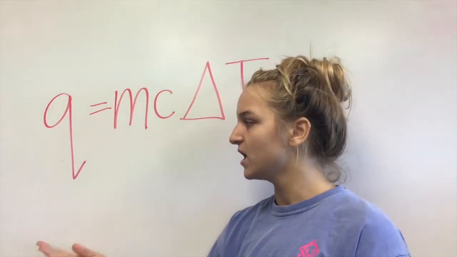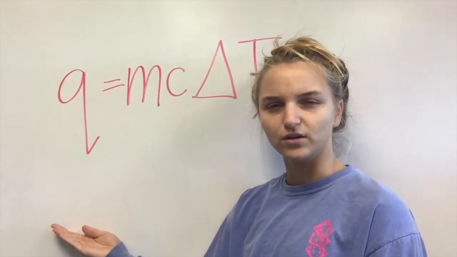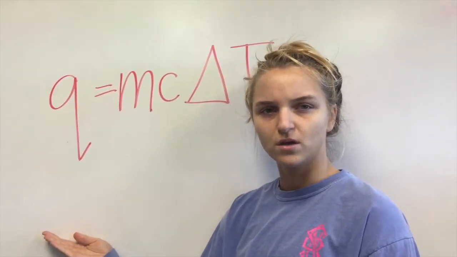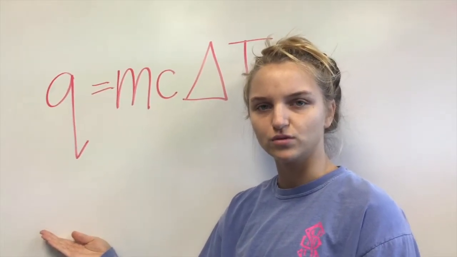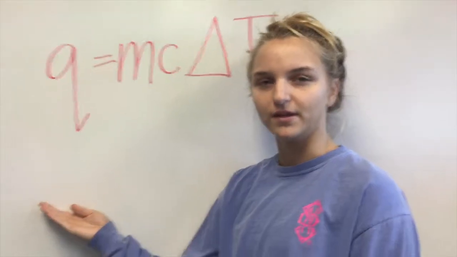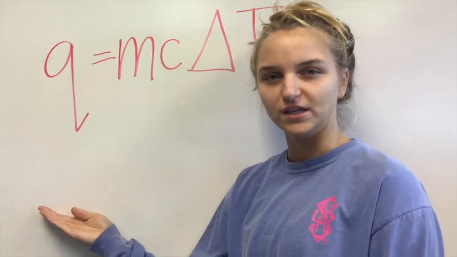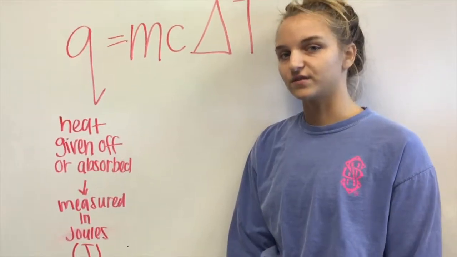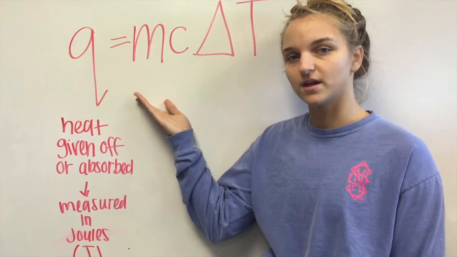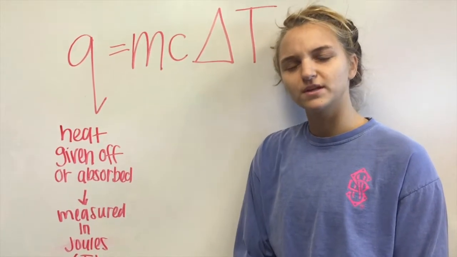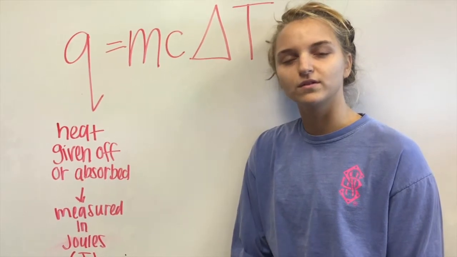Well, the first is Q, which is the amount of heat either given off or absorbed in an equation. This is normally measured in joules, not the blingy bling, but just joules, as in work of heat. The next variable in the equation is M. M stands for the mass. The mass can normally be calculated in grams or kilograms, depending on what you feel that day.